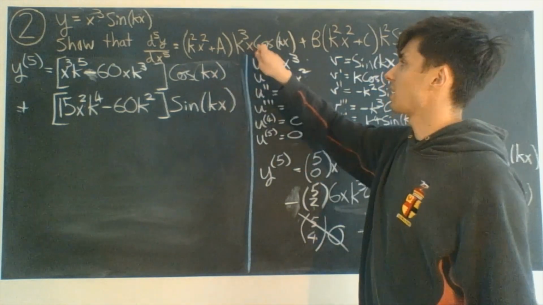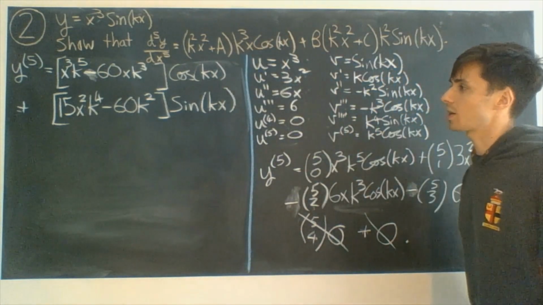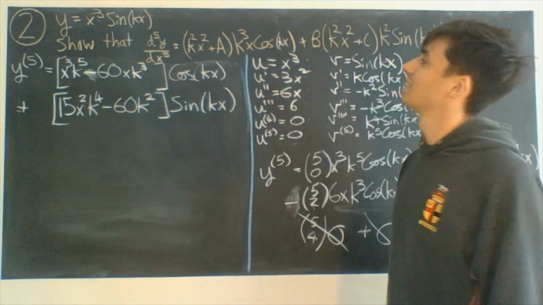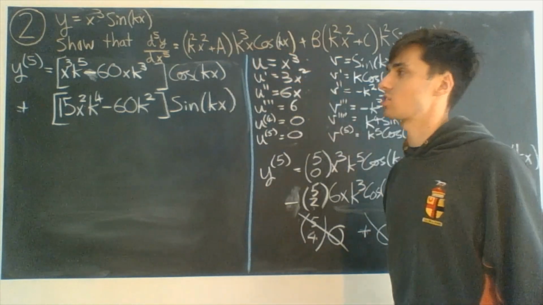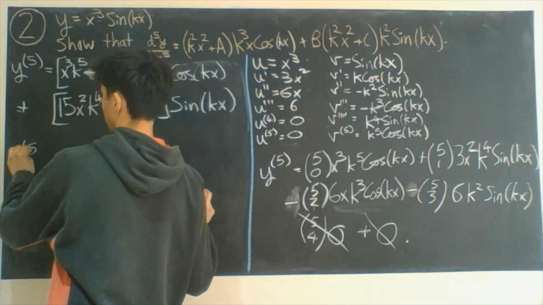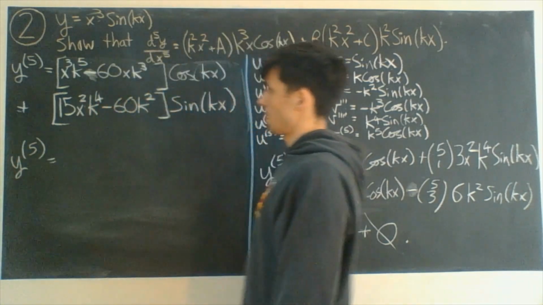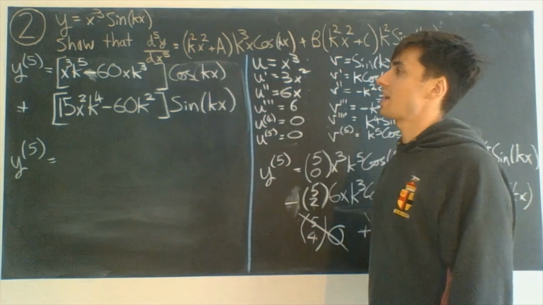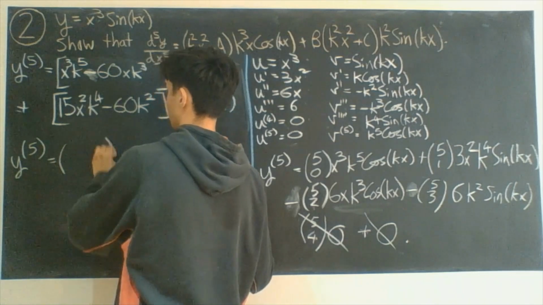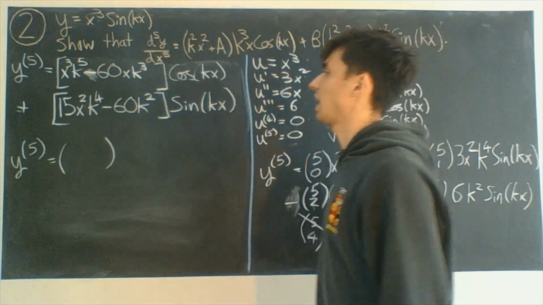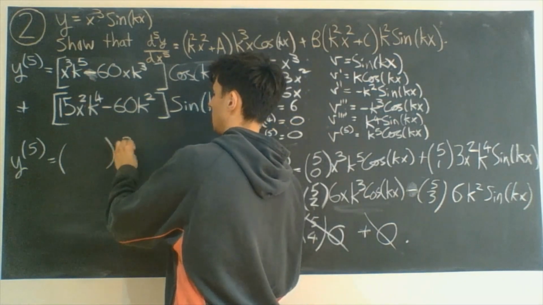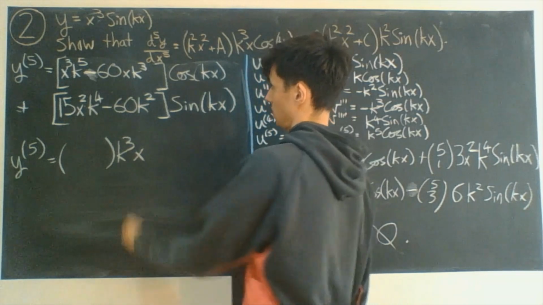What we'd like to do is try and make this look like what they want in the answer. And we can see at the moment, they'd like us to take a k cubed x out of the cos kx term. So let's write this below. So y fifth derivative. We should have k squared x squared plus a. So let's put this in brackets. And when we take out our k cubed x, which we can definitely do from both of these, k cubed x cos kx.